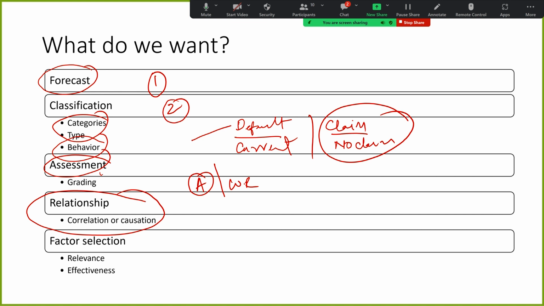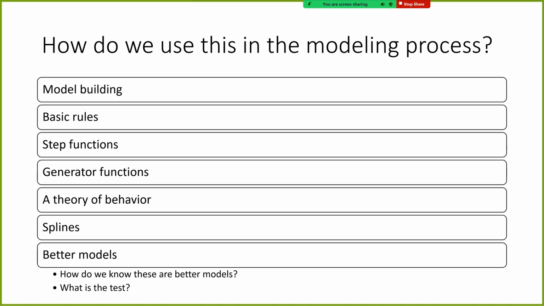And then if you have a multiple regression model with, let's say, 15, 20, 30 different variables that you're trying to factor into your model, which of those are relevant and effective? Depending on what you want to do, the nature of your analysis and the type of work and modeling you do would change. How do we use this in the model building process?